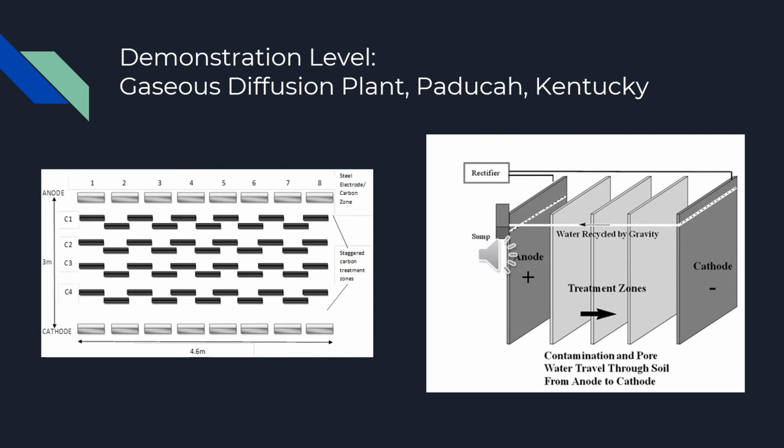In this site, steel panels were used as electrodes, and granular activated carbon was used to capture the contaminants as they moved towards the electrodes. The area was split into 4 treatment zones with 2 electrodes 10 feet apart. The treatment zones consisted of granular activated carbon in a staggered arrangement as shown in the figure.